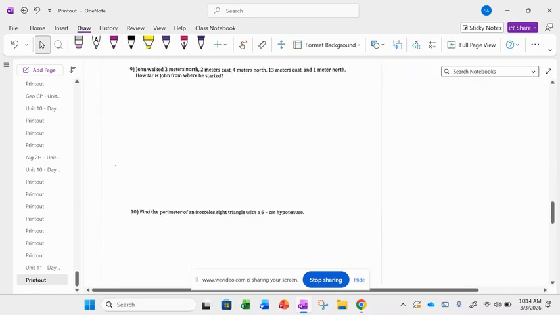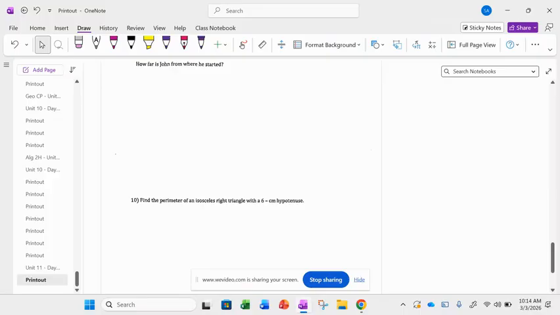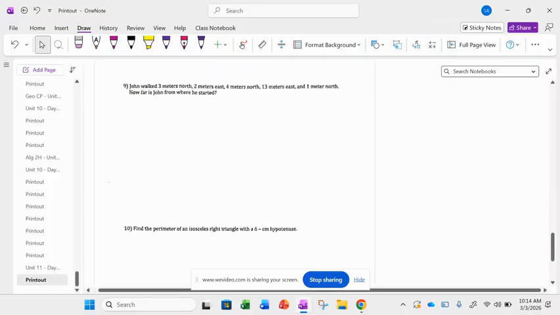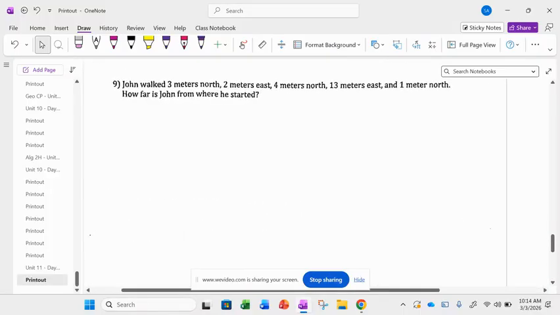All right, very last problem for today. John walked 3 meters north, 2 meters east, 4 meters north, 13 meters east, and 1 meter north. How far is John from where he started?